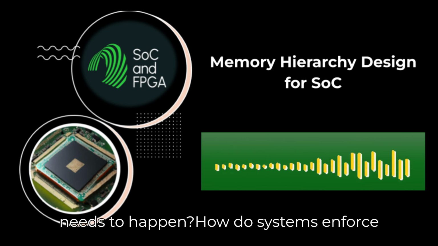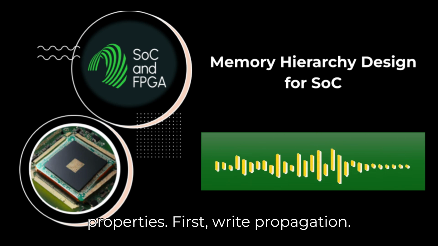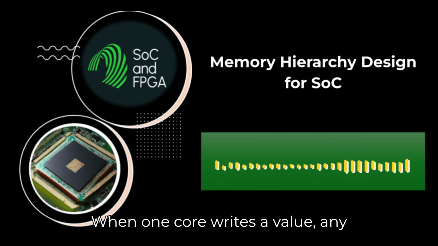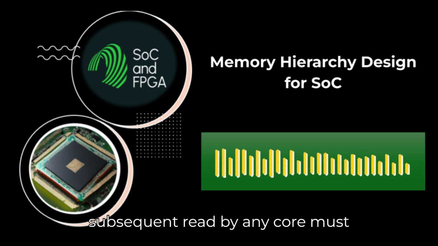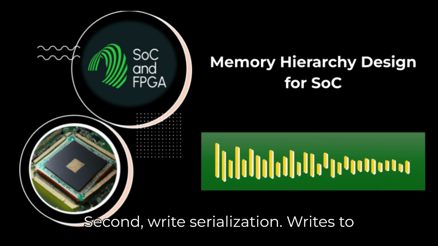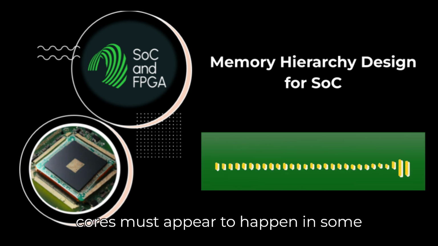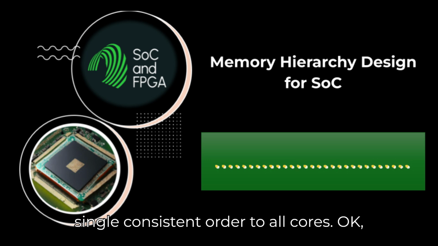So what needs to happen? How do systems enforce this? Systems need to enforce two key properties. First, write propagation. When one core writes a value, any subsequent read by any core must eventually return that written value. Second, write serialization. Writes to the same memory location by different cores must appear to happen in some single consistent order to all cores.